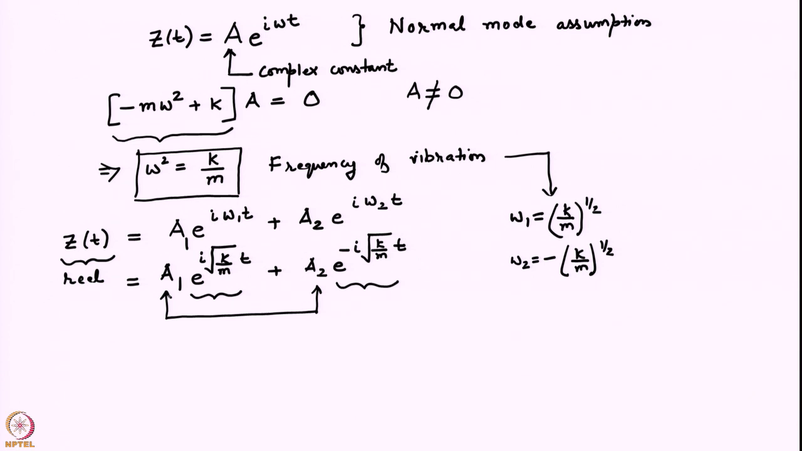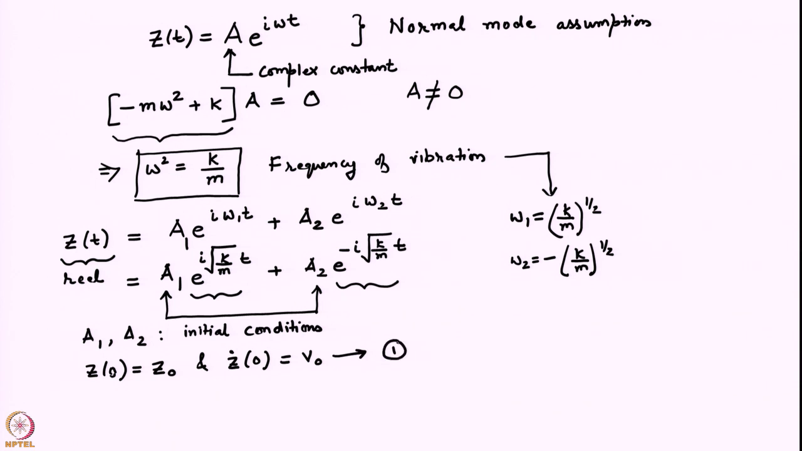Okay, so now we determine A1 and A2 from initial conditions. There are two constants of integration. The equation is a second order ordinary differential equation, so we have two constants which are to be determined from the two initial conditions. So let us say that z of 0 is some initial displacement that I have given the mass, and z dot of 0, where the dot indicates derivative with respect to time, at time t equal to 0, we have given it also an initial velocity. I will call this condition 1; these are my initial conditions, the initial displacement and the initial velocity.